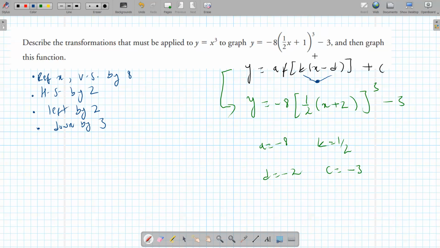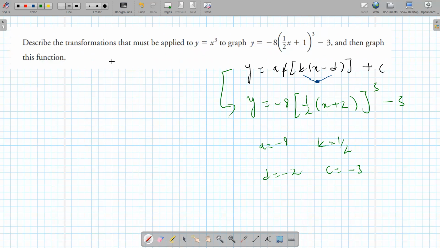You just have to rewrite it in the correct form. The only thing you have to do is sometimes, like in this question, take out the k value. It's just a comparison, right? What are the four letters? And then they give you what the transformations are. Part B is asking us to graph it. So to graph it, we're going to use the point mapping rule: x over k plus d, ay plus c.